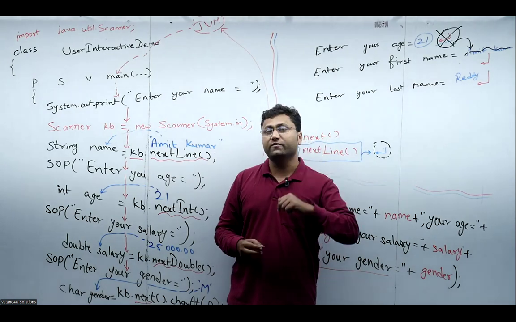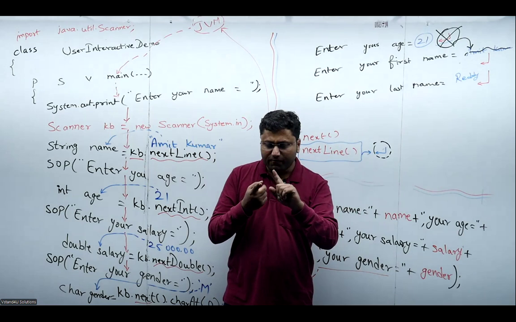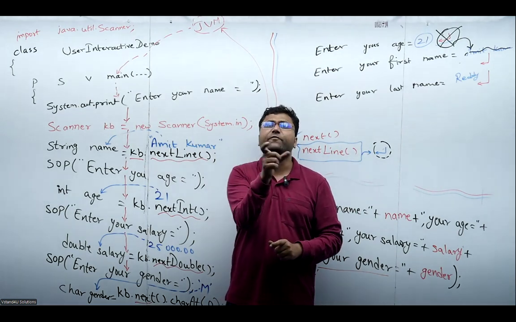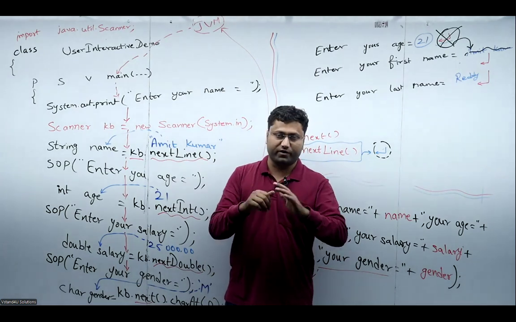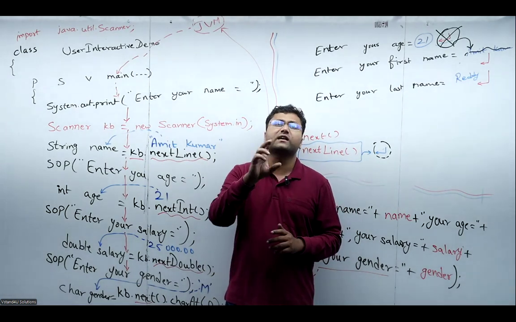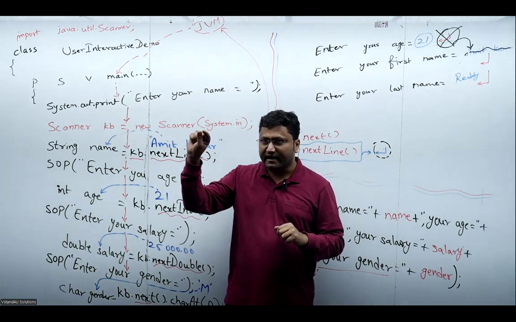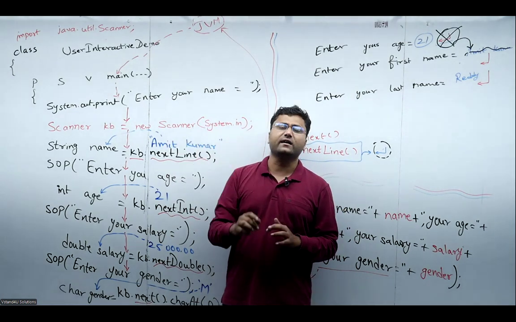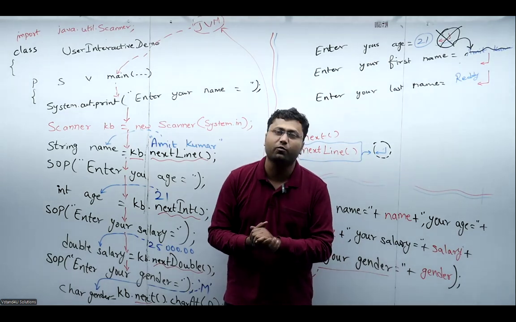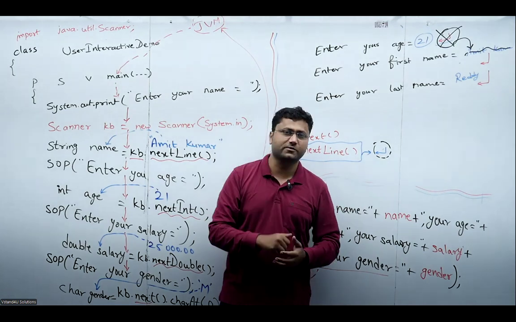How about string? For string, two methods are there. Next and next line. If you read only next, data before the space only will be read. I'll show you the practical also of that. Don't worry. Then, if I use next line, it reads the entire line. But the problem with next line, it ends up treating enter also as part of the data. To remove that, I have to write kb.nextLine once again. Simple. Agree? I hope you understood. I'll show you the next part.